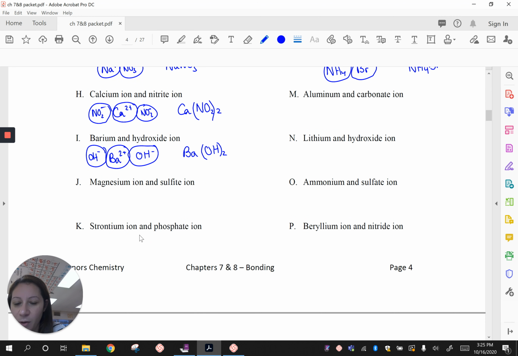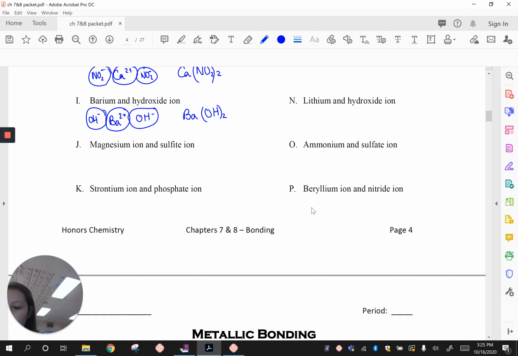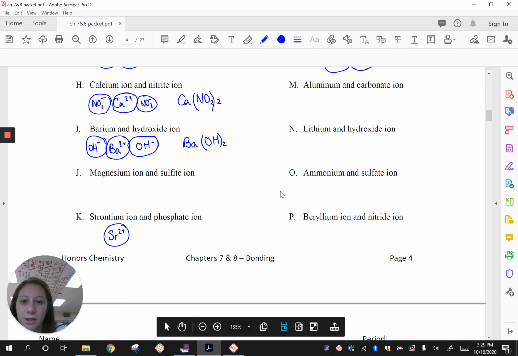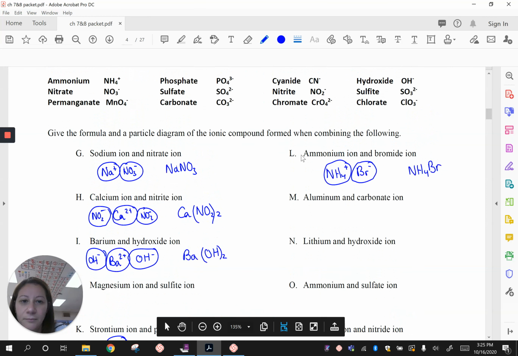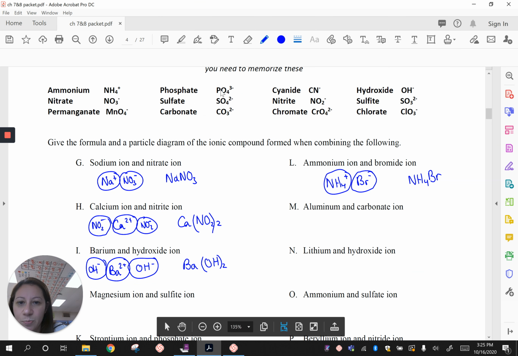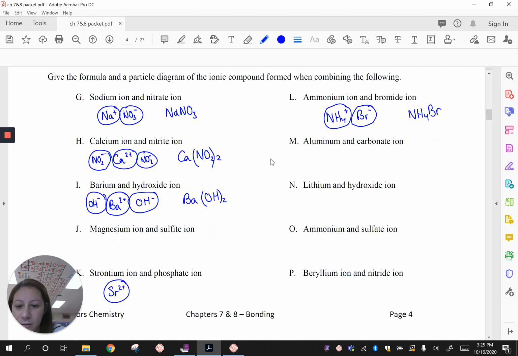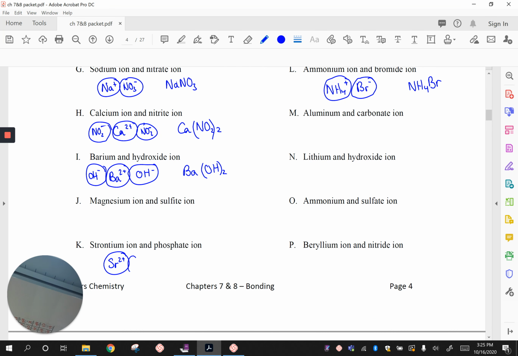Let's do one more. How about strontium ion and phosphate ion? Let's do that. Strontium is Sr2 plus. Phosphate, that's a polyatomic ion, and it is right here, it's PO4 3 minus. So you write that, PO4 3 minus. Is that neutral? No, it's not. 2 plus and 3 minus, that adds up to -1.